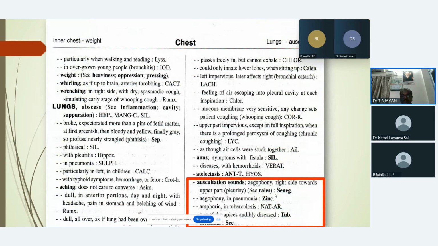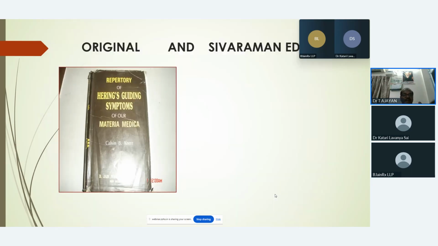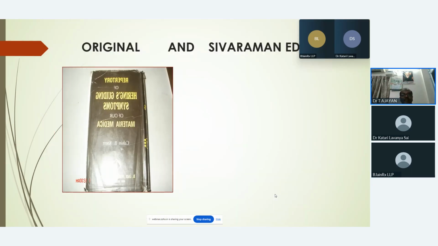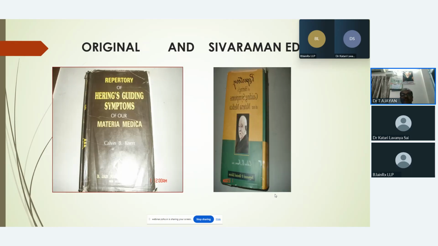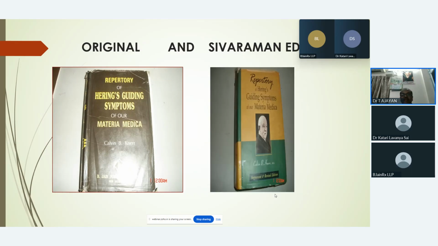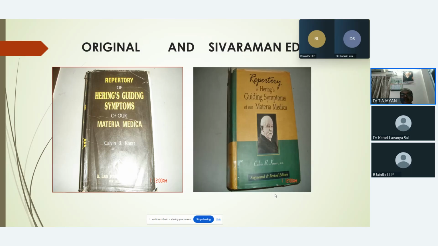Look here. This is the original book of Calvin B. Knerr. This one is the revised edition by Shivaramakrishnan. The Calvin B. Knerr textbook is the Repertory of the Hering's Guiding Symptoms of our Materia Medica. The first one is the original textbook. The second one is the revised edition.